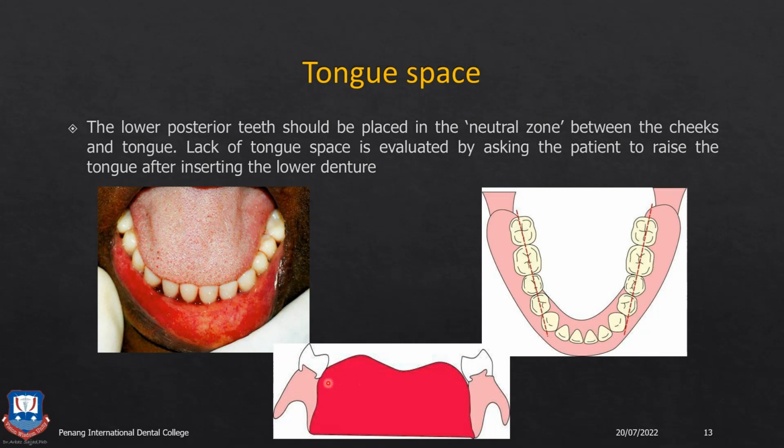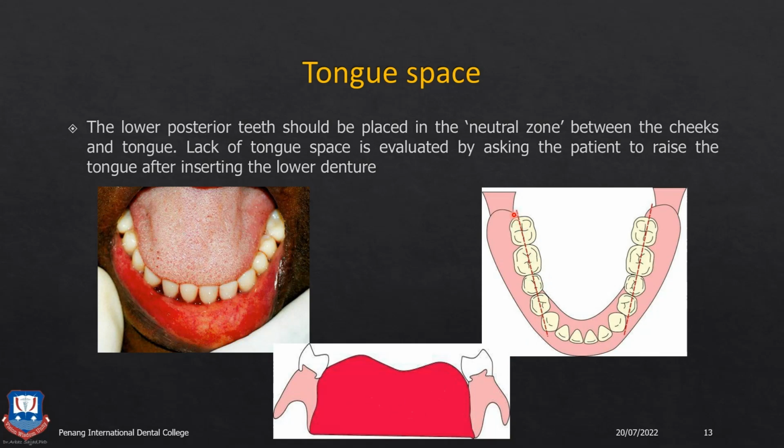And you should make sure that many times, when you have a smaller maxilla, in order to get a proper class 1 teeth arrangement, you try to arrange the mandibular posterior teeth in such a way that they are lingually tipped. This results in the constriction of the tongue space. So this has to be avoided.